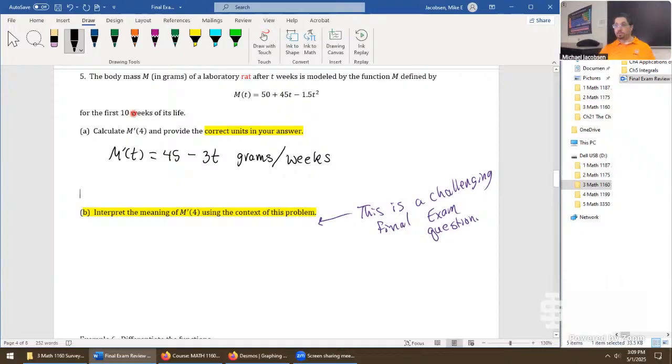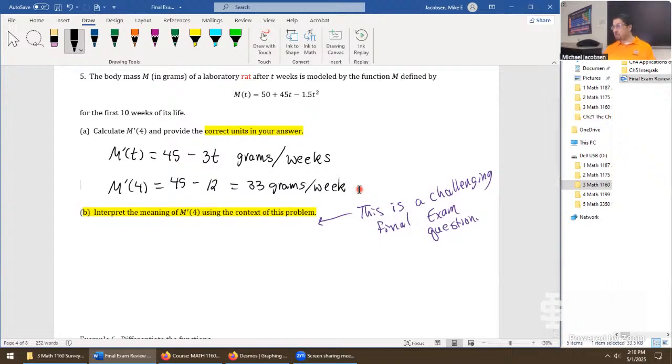We want M prime at 4, so we go M prime at input 4 weeks is 45 minus 12, so 33 grams per week. Any questions about that so far?